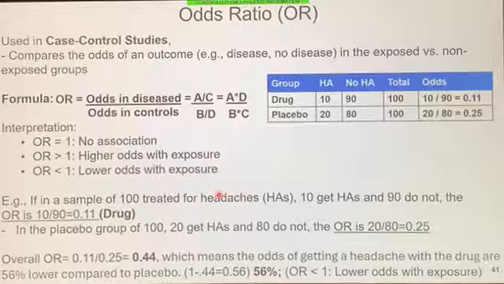So for the drug treated group, the odds ratio is 10 over 90 instead of 10 over 100, as we saw with the relative risk. 10 over 90 gives us 0.11. The placebo group is 20 over 80 because we're looking at who got the headache over who did not get the headache. That's what odds ratio looks at. And so that is 0.25. So the overall odds ratio is 0.44. So that means that taking the headache medicine reduces the odds of getting a headache by 56%.